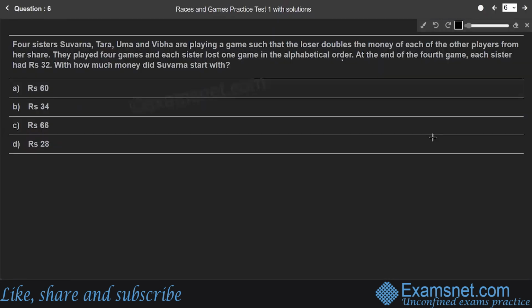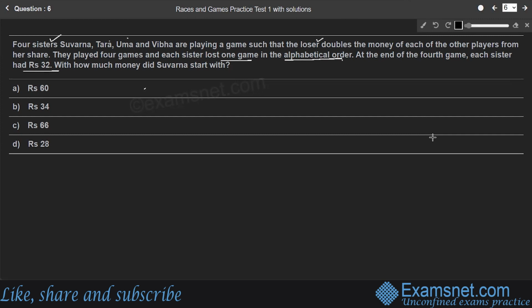Question number 6. Four sisters Suvarna, Tara, Uma and Vibha are playing a game such that the loser doubles the money of each of the other players from her share. They played 4 games and each sister lost 1 game in alphabetical order. At the end of the 4th game, each sister had 32 rupees. With how much money did Suvarna start?